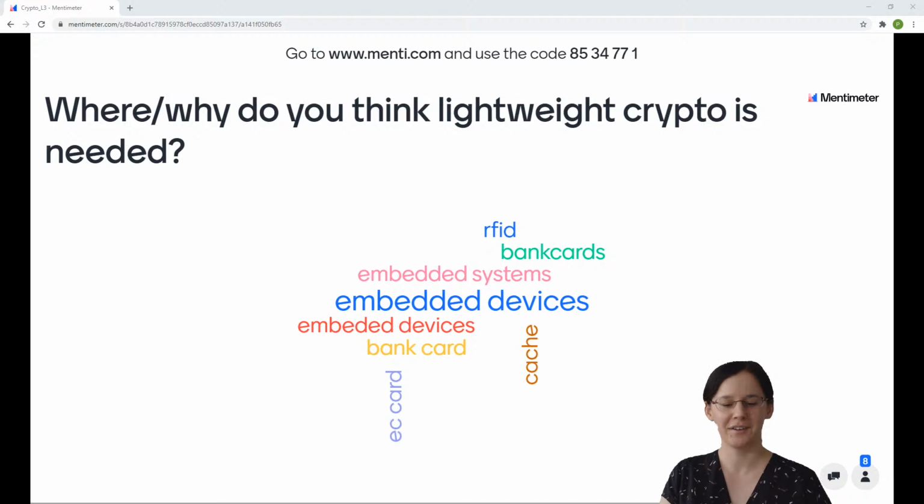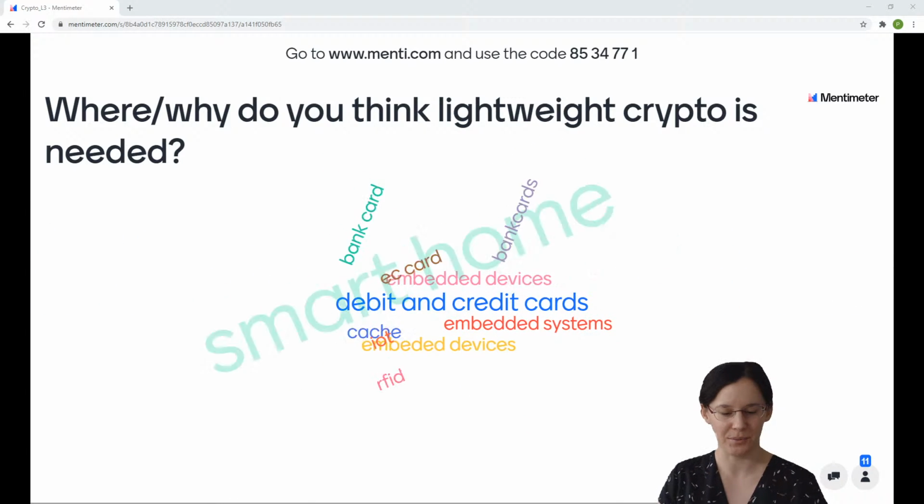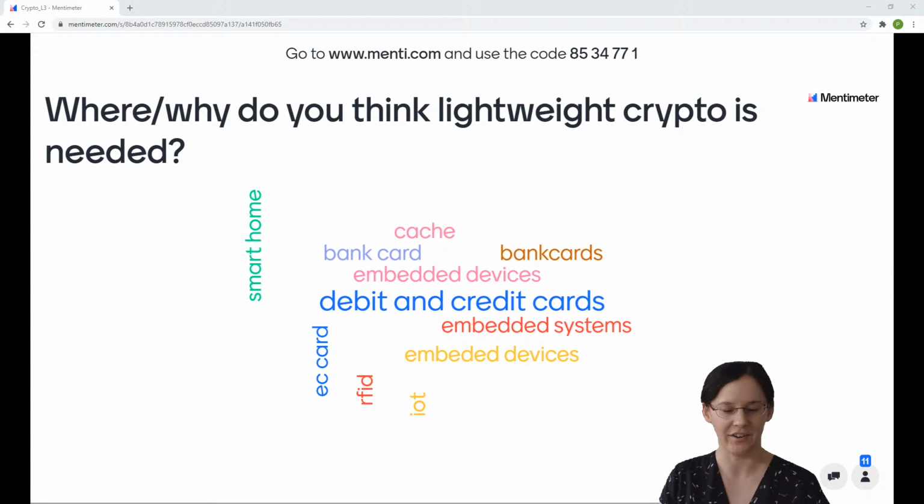So a lot of the first few answers mention embedded devices in various spellings. Yeah, so that's definitely a very general category. Some people had more specific suggestions. So what I see here in several places are banking cards or debit and credit cards.